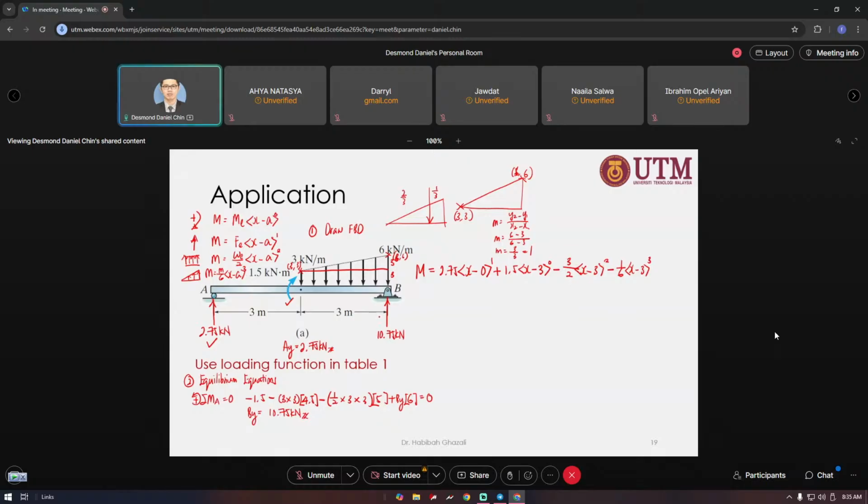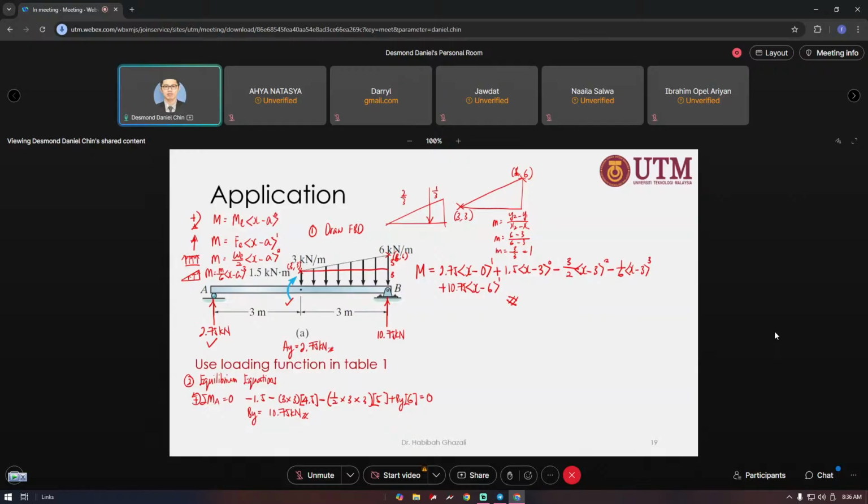Lastly, you have this 10.75 kilonewton, which is pointing upward. So obviously, this is the closest one with the second equation. So simply plus 10.75 bracket x minus the location of the loading, which is 6, to the power of 1. This is your moment equation. So you don't have to do section by section. This is how easy the Macaulay method is.